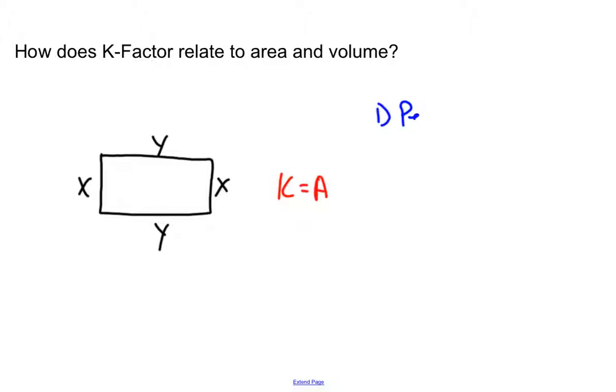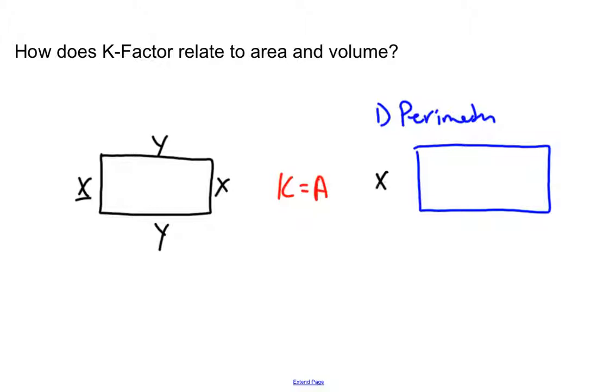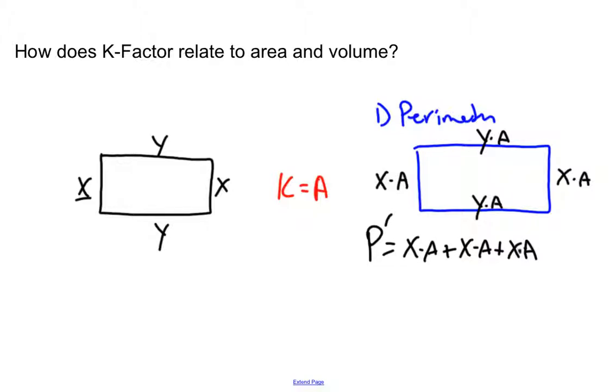So if we think about the perimeter of this new shape, if the K factor is A and the side length is x, this should be x times A. Likewise, this should be x times A, this should be y times A, and that should be y times A. So if I think about the perimeter of this object, P prime, which is our new perimeter, we have x times A plus x times A plus x times A.